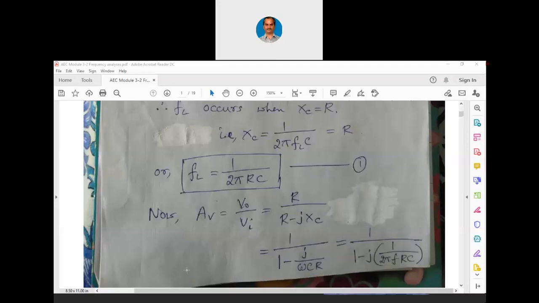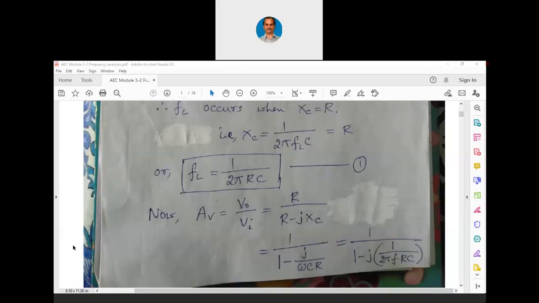We can expand this to show that 1 by 1 minus J into this omega is nothing but 2 pi F. It is the angular frequency. So, we have 1 minus J into 1 by 2 pi F into RC. Now, we already know that 1 over 2 pi RC is nothing but FL, right? That we can substitute here for AV.